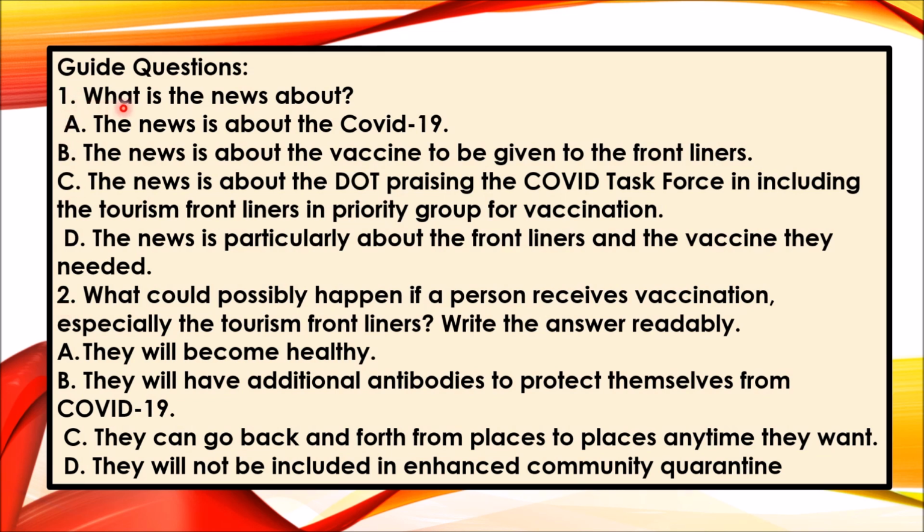So the first question, what is the news about? The answer is letter C. The news is about the DOT praising the COVID task force in including the tourism frontliners in the priority group for vaccination. And for question number 2, what could possibly happen if a person receives vaccination? The correct answer is letter B. They will have additional antibodies to protect themselves from COVID-19. So that's the answer.